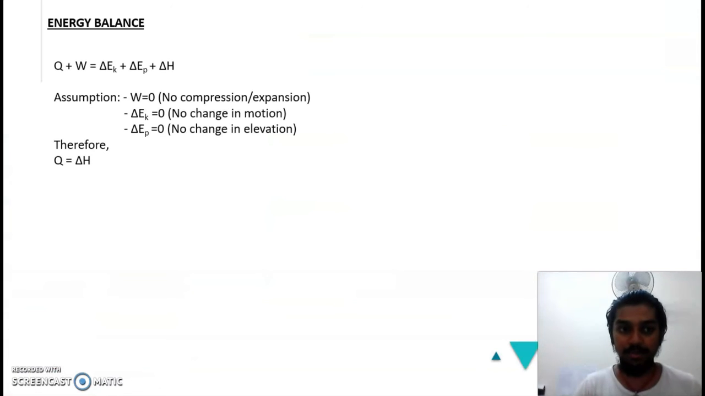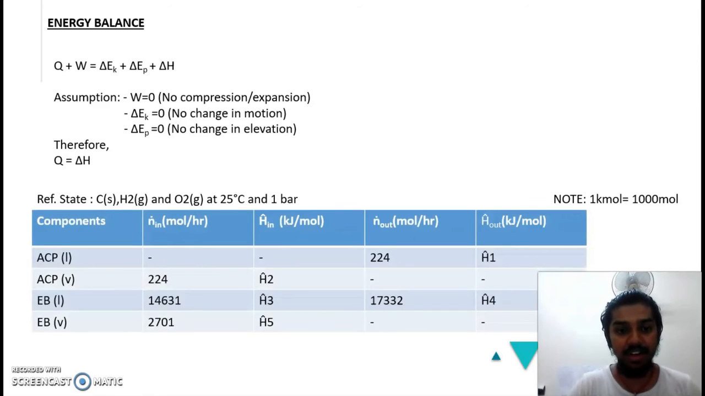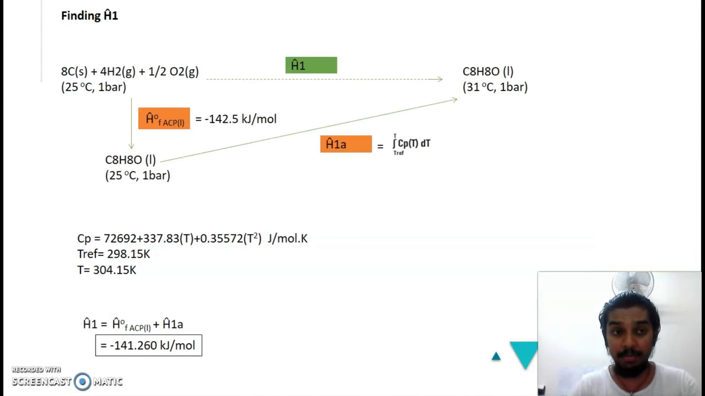So for energy balance, first thing we must make assumption as well, and then we must come up with the general energy balance equation. In this case is Q equals to delta H, and then we must find the reference state. Reference state for this case is elementary species at 25 degrees Celsius and 1 bar, and then finally the enthalpy table. So enthalpy table is to identify the number of unknown enthalpy we should find. So in order to find the unknown enthalpy, we must draw the suitable hypopath.